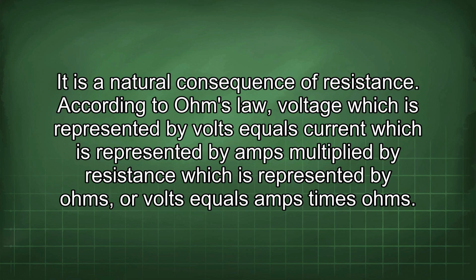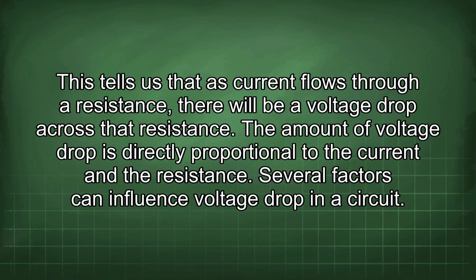According to Ohm's law, voltage, which is represented by volts, equals current, which is represented by amps, multiplied by resistance, which is represented by ohms, or volts equals amps times ohms. This tells us that as current flows through a resistance, there will be a voltage drop across that resistance. The amount of voltage drop is directly proportional to the current and the resistance.